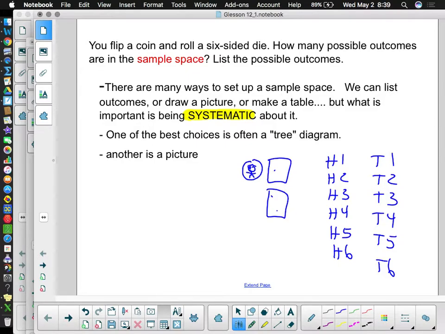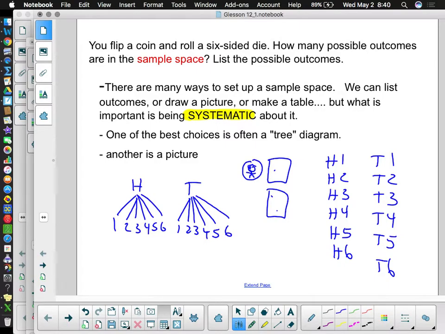But another good way of doing it is using a tree diagram. My first outcome could be heads or tails, and then after each one, you get a 1, 2, 3, 4, 5, or 6. And I've got 12 different outcomes down here. Heads 1, heads 2, heads 3, heads 4, heads 5, and heads 6. So it's another way of listing my outcomes, another way of creating a sample space where I diagram what's going on.